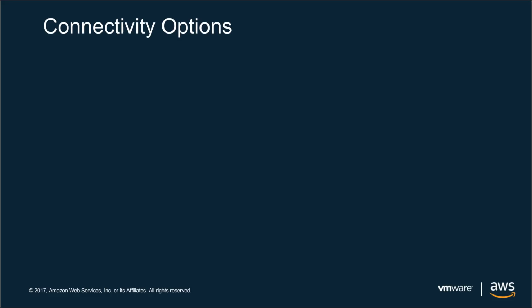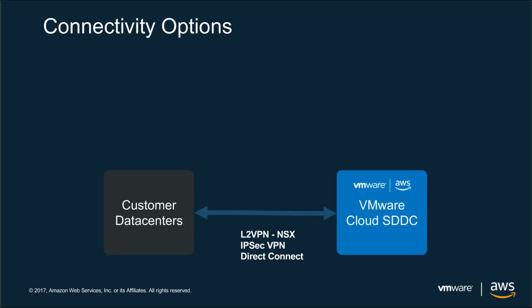Let's talk about some connectivity options. So, with a hybrid environment, a big thing there is being able to actually connect your on-prem into VMware Cloud on AWS, as well as expand your applications to take advantage of many of the native AWS services. So first, to start off with, let's just talk about connecting your on-prem data centers into your VMware Cloud on AWS environment. So there's really three options here.